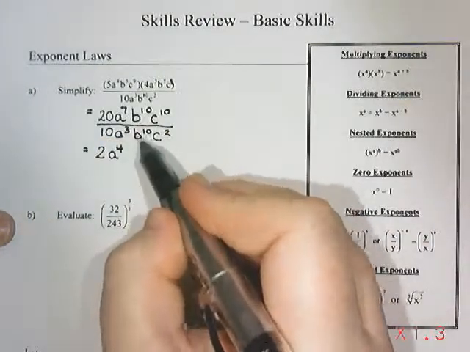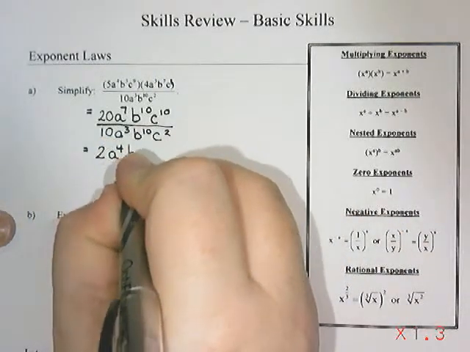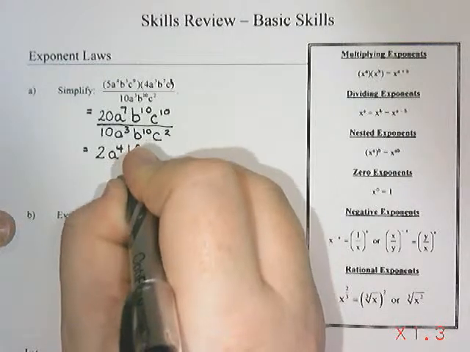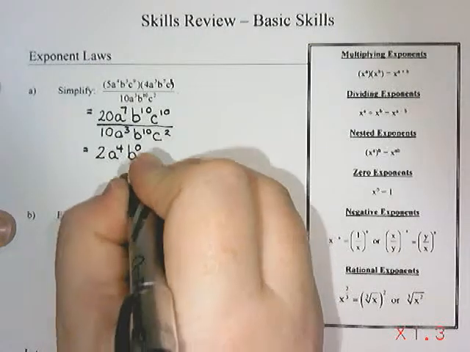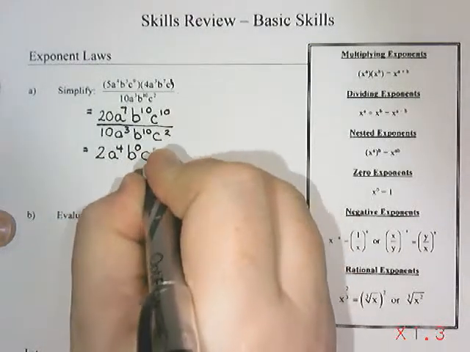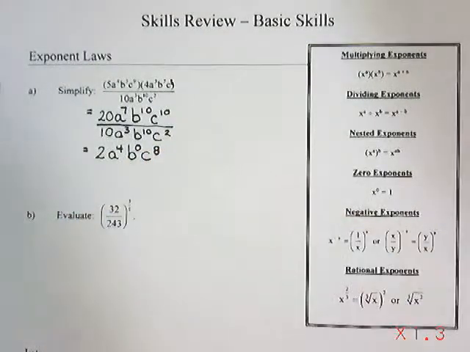Right? B to the 10 and b to the 10. If I subtract, that's going to give me b to the 0. And then c to the 10, c to the 2. 10 take away 2 is going to give me c to the power of 8. So I have 2 times a to the 4, b to the 0, c to the 8.